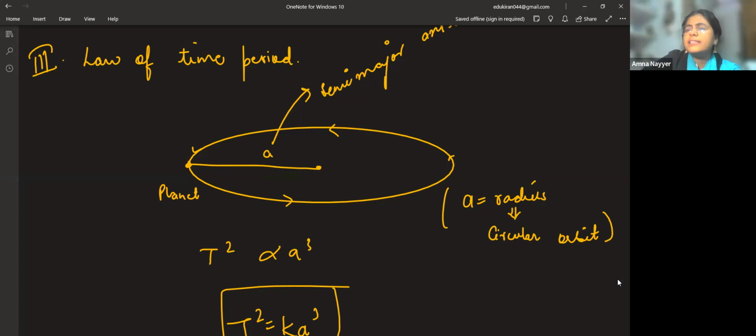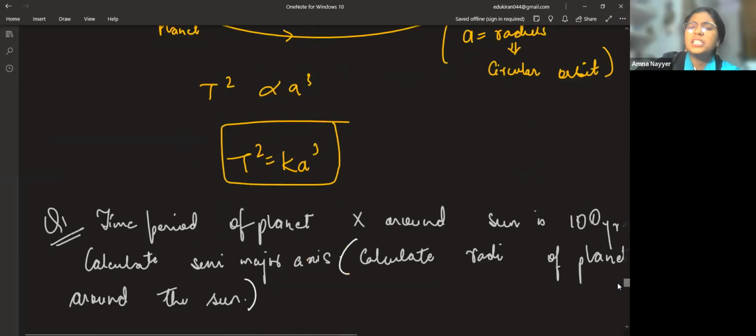So a we take like the radius, the way we take the radius of a circular orbit. Here for the ellipse we are taking the semi-major axis, not minor, semi-major axis. So T square is directly proportional to a cube. Here no constant as such is there which has a specific unit or dimension. We just put a k. So T square is equal to k a cube. Fine. This will be clarified better with the help of a numerical.